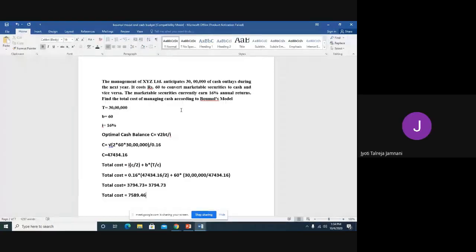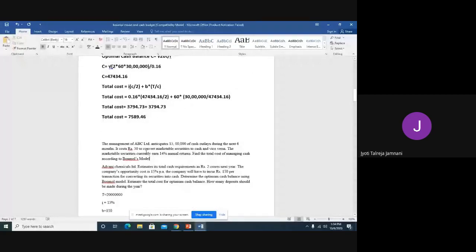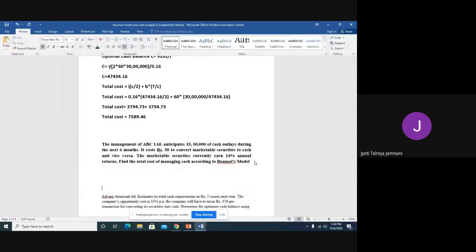Okay. Let's do one more sum. Now here this sum is a little different than what we have done. The difference is only the time period. The two sums that we did had 1 year time. So the cash requirement for 1 year was given. And here, if you see, the cash requirement for 6 months is given. So let us do this.